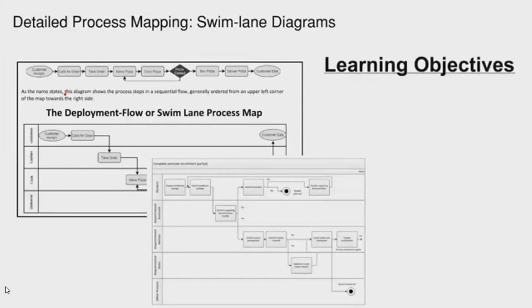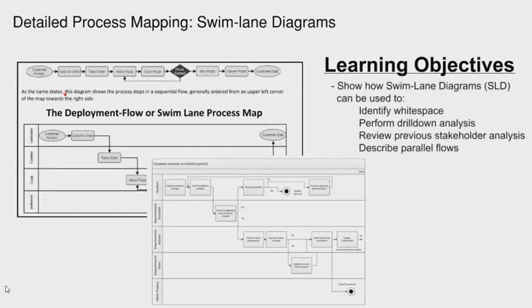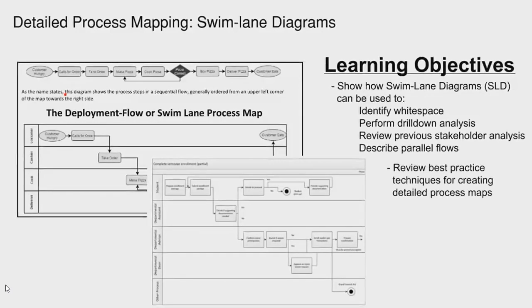including how the swim lane diagram can be used to help you analyze white space, and how it can be used to help you with collaborative drill down techniques. We'll look at the way swim lane diagrams can help you with stakeholder analysis and analyzing parallel flows. We'll provide you some examples of different swim lane diagrams, and we'll review some best and worst practices for building any type of detailed process map, not just a swim lane diagram.